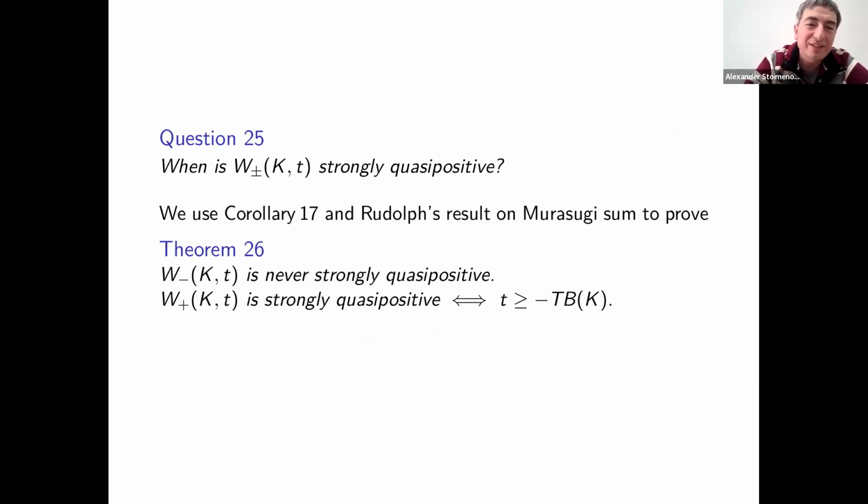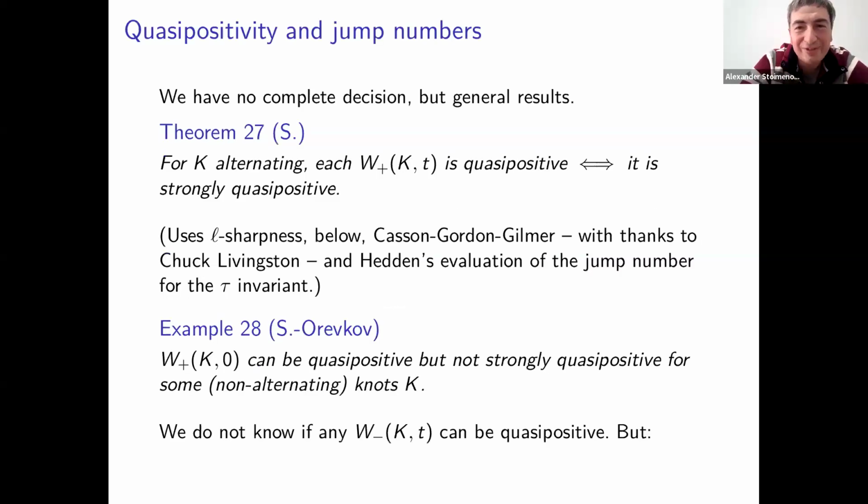So the answer is W minus is never strongly quasi-positive, and W plus is strongly quasi-positive if and only if T is bigger or equal to the lambda number, so minus Thurston-Bennequin. This is relatively easy, but it is a nice consequence of Rudolph's result on Murasugi sum. The question about quasi-positivity is far more interesting, and much more complicated. We cannot decide this in full, and it doesn't seem to be very easy.